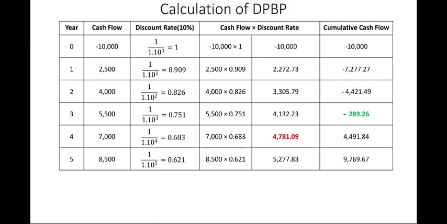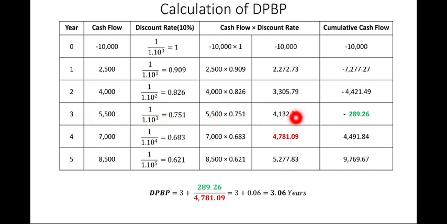So we can see, again here I have marked the cumulative cash flow at one place in the green shade and the discounted cash flow in the red shade. Now how to calculate the discounted payback period? It can be calculated as follows.